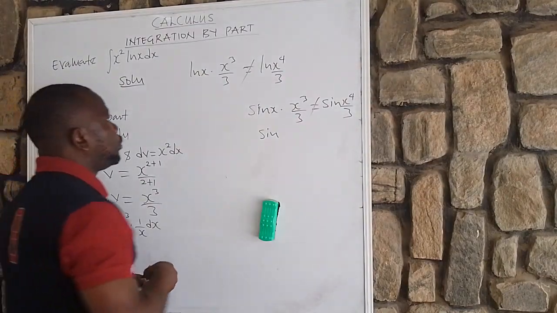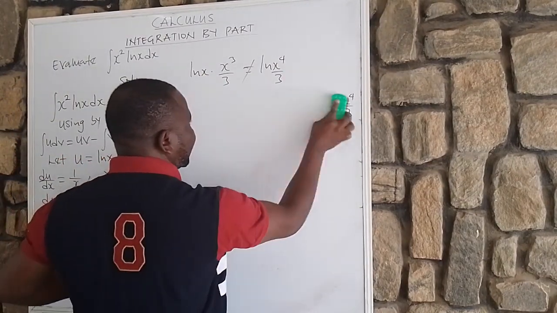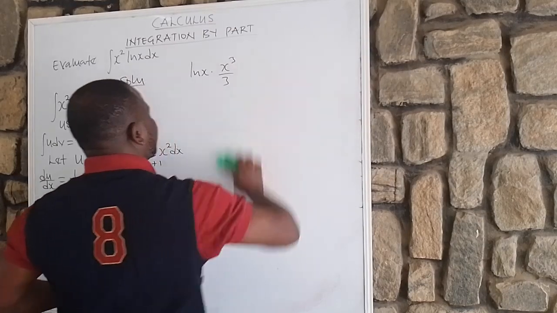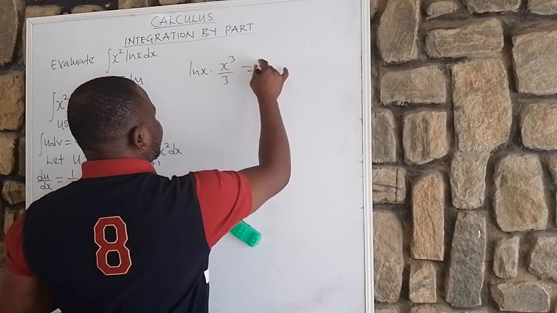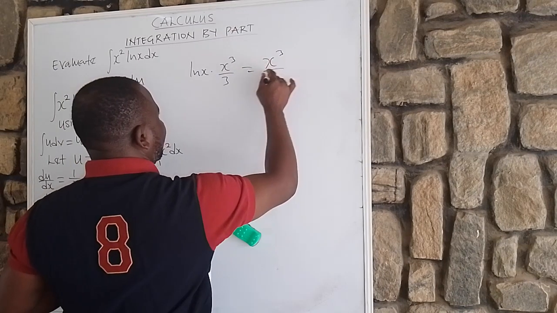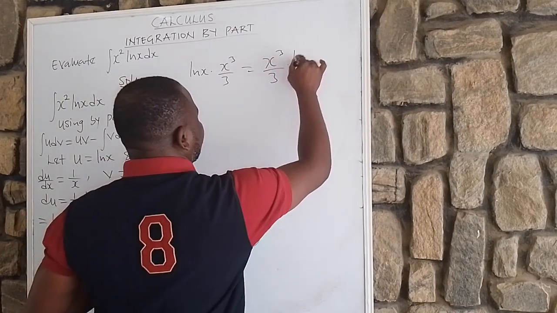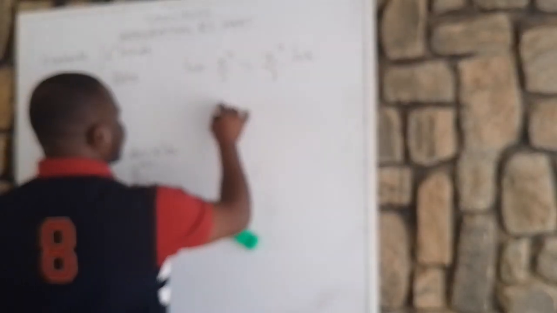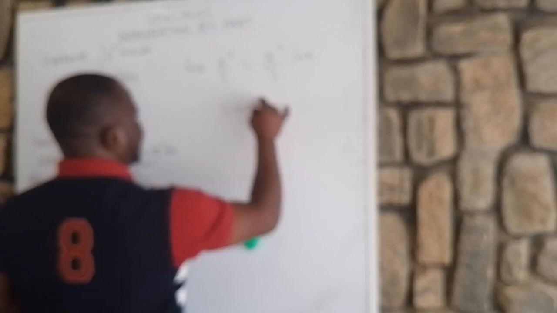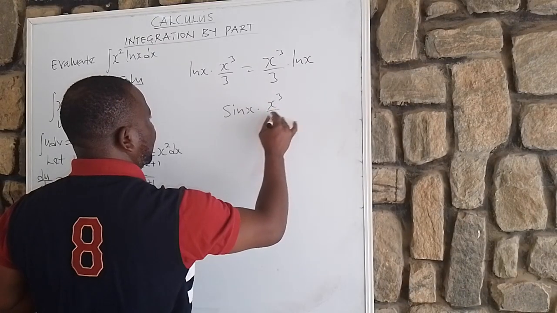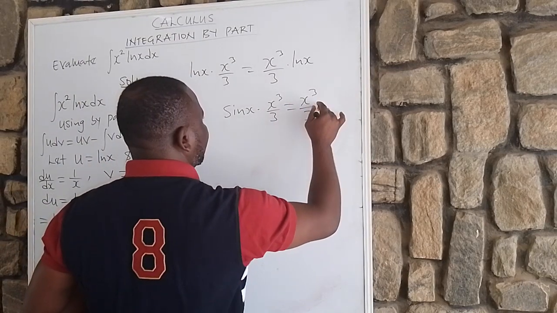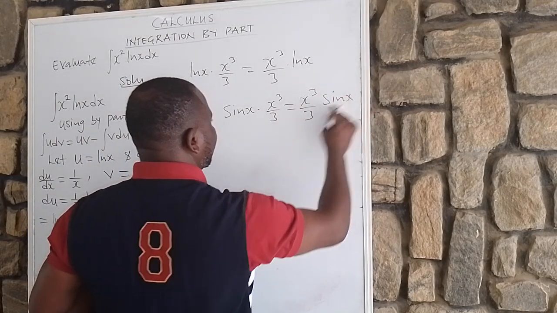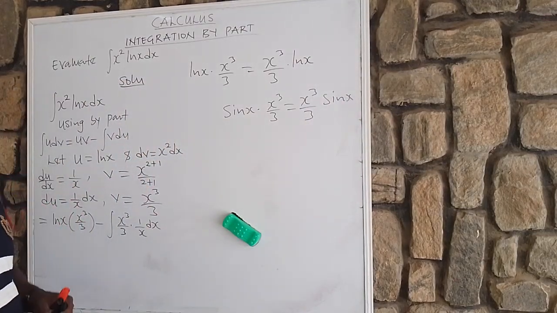Is that clear? So what I'm trying to say is this: if you are using index to multiply this, you put it this way: x raised to the power 3 all over 3 times ln x. This is the right form. Like the other one too, sine x times x raised to the power 3 all over 3, the right form is x raised to the power 3 all over 3 times sine x. This is the right way. Please take note. Is that clear?